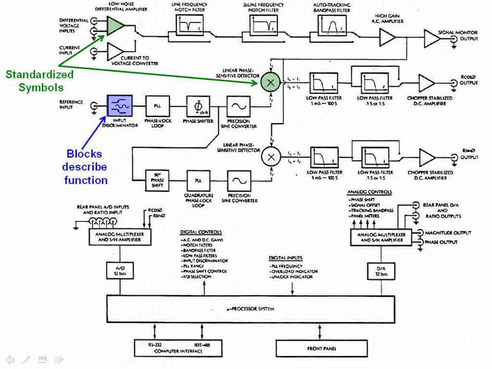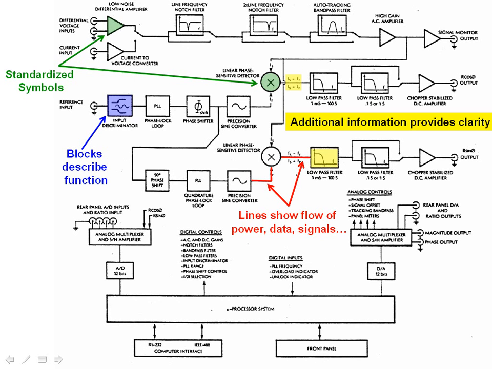Block diagrams, if they're good, use standardized symbols. Here the triangle represents amplification, and this circle with an X in it represents a device called a multiplier. The lines on the block diagrams, and it's a little hard to see probably, but these are arrows, show the flow of power, data, signals. Anything that moves through here is shown by a line, and the lines really show how this information or power signals will move through a system from part to part and get acted on by each part of the system. A good block diagram like this one has additional information which provides clarity.